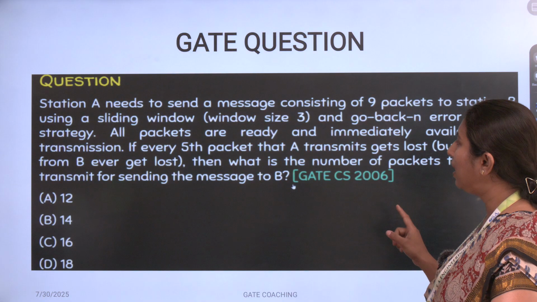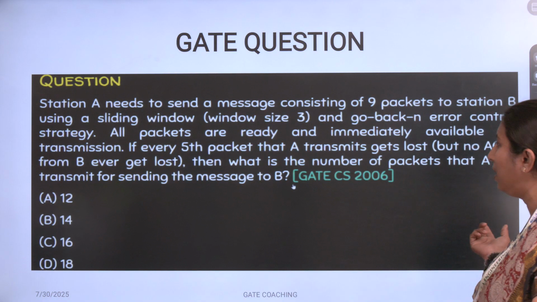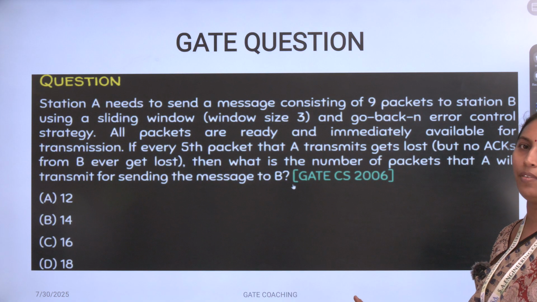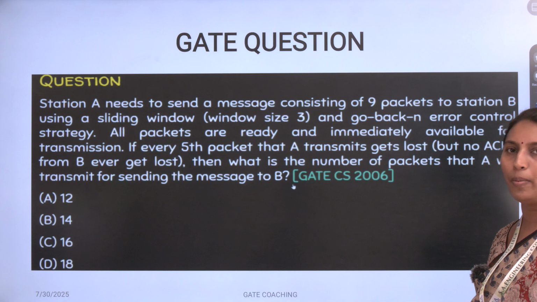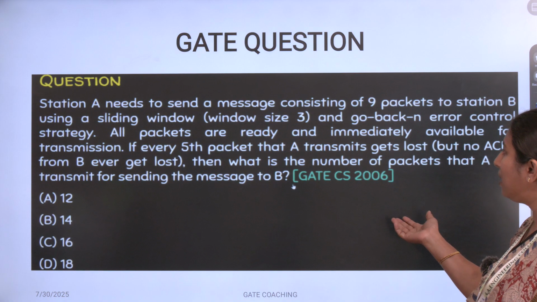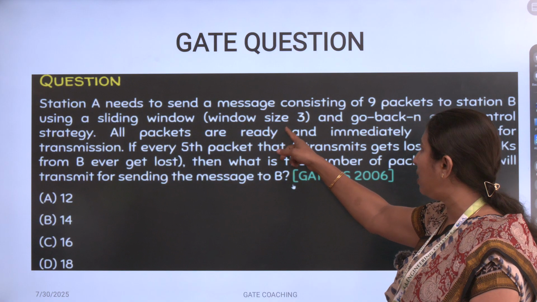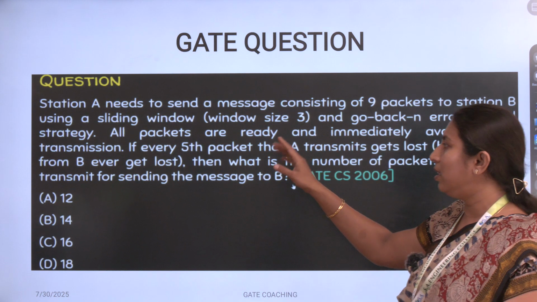Station A needs to send a message consisting of 9 packets to station B using a sliding window. Here we are using the concept of the sliding window protocol. It can be selective repeat or it can also be Go-Back-N ARQ. We can see now what is given in the question. The window size they have given is 3 and the Go-Back-N error control strategy is used.